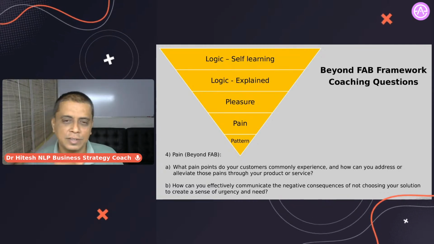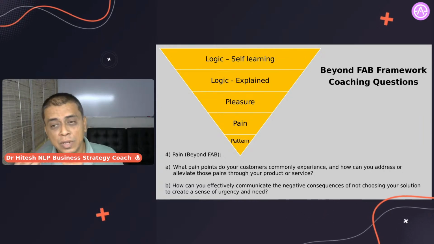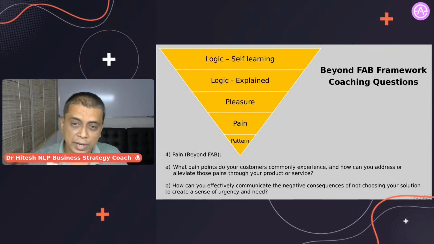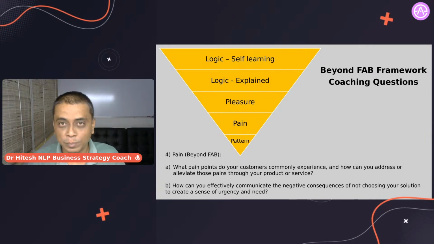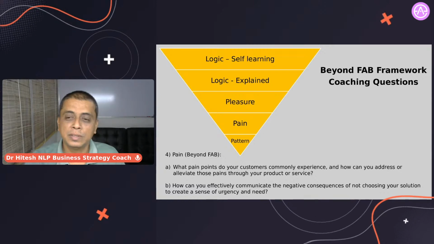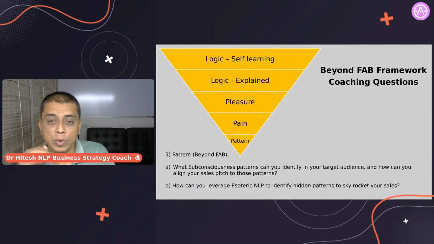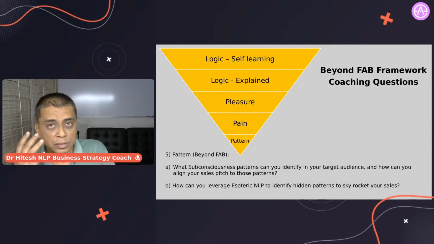Okay, the answers. Next, how can you effectively communicate the negative consequences of not choosing your solution to create a sense of urgency and need? This is very important. Okay, three answers.